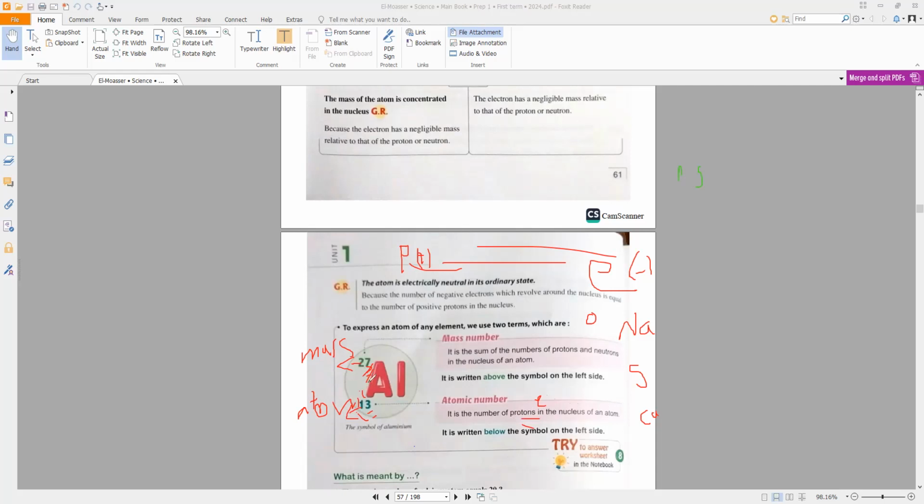So Al, aluminum, has two numbers, 27 and 13. 27 is the upper number, so it is the mass number. 13 is the lower number, so it is the atomic number. 27 means the number of protons plus the number of neutrons equals 27. 13 means the number of protons inside the nucleus equals 13.